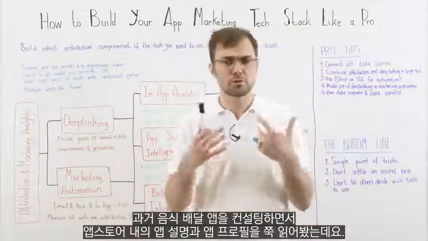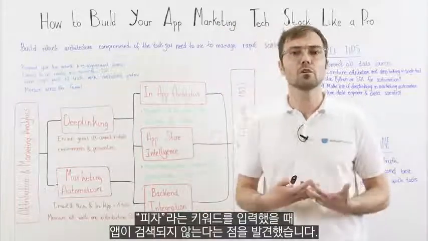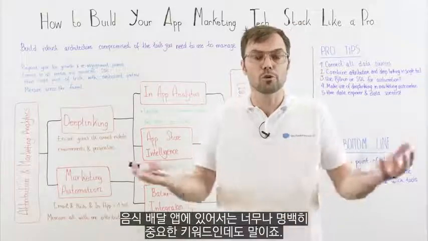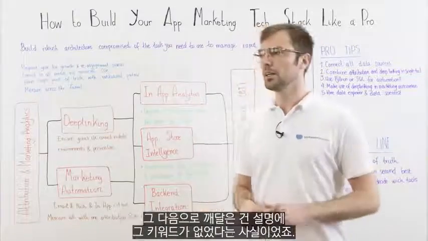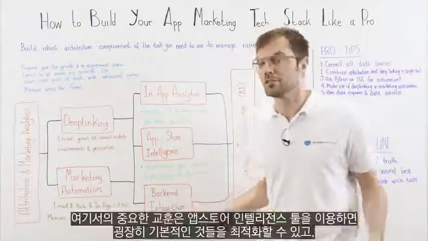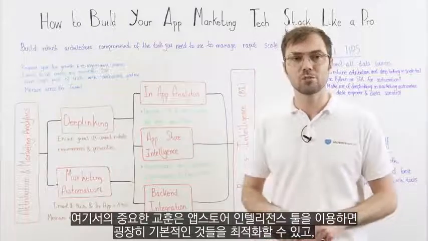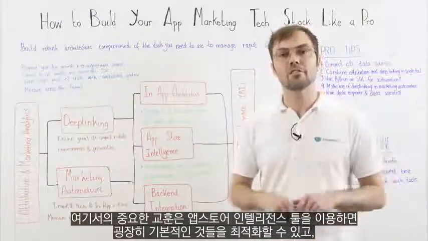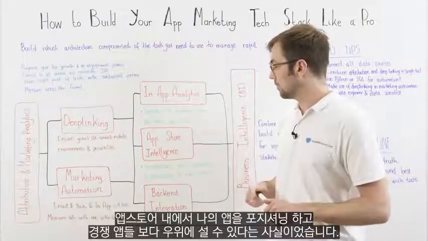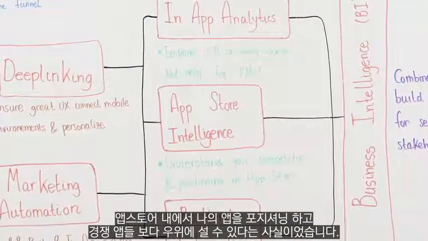I was just going through the description, title and these kind of things, and I quickly identified we won't get found by the keyword pizza, which is super important for a food delivery app, right? And what I then figured out is it was simply missing in the description. So the first key learning I was able to make here with an App Store intelligence tool is I need to optimize very simple basic things to position my app in the App Store and be having an advantage against my competition.